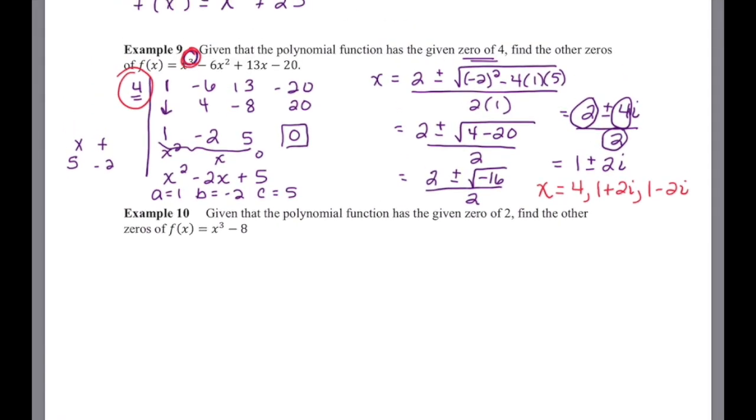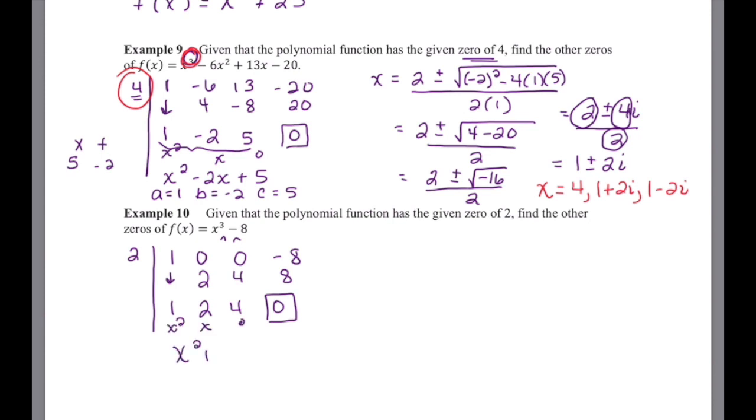Given that the polynomial has a zero of 2, find the others of x cubed minus 8. We are missing the x squared and the x value. I know that 2 is a zero, so let's find the reduced polynomial. I'll have 1, 0 x squareds, 0 x's, and then negative 8. Bringing down the 1, 2 times 1 is 2. When I add, we have 2. 2 times 2 is 4, so I have 4. 2 times 4 is 8. Should not be a surprise that we get a 0 here. So I have my reduced polynomial of x squared plus 2x plus 4.